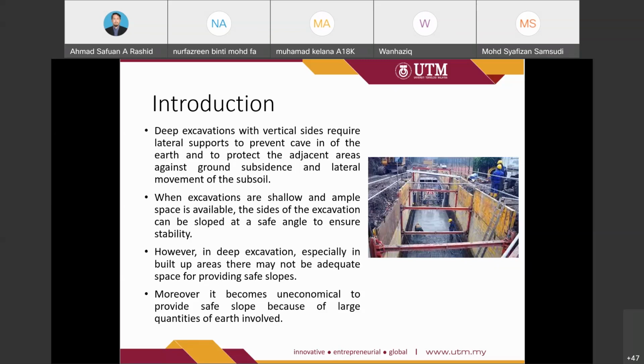However, in a deep excavation, especially in a built-up area, there may not be adequate space for providing safe slopes. Moreover, it becomes uneconomical to provide a safe slope because of the large quantity of earth involved. So that's why it's very important to have this kind of lateral support, especially when we have a very deep excavation and we don't have any huge space to construct a slope.